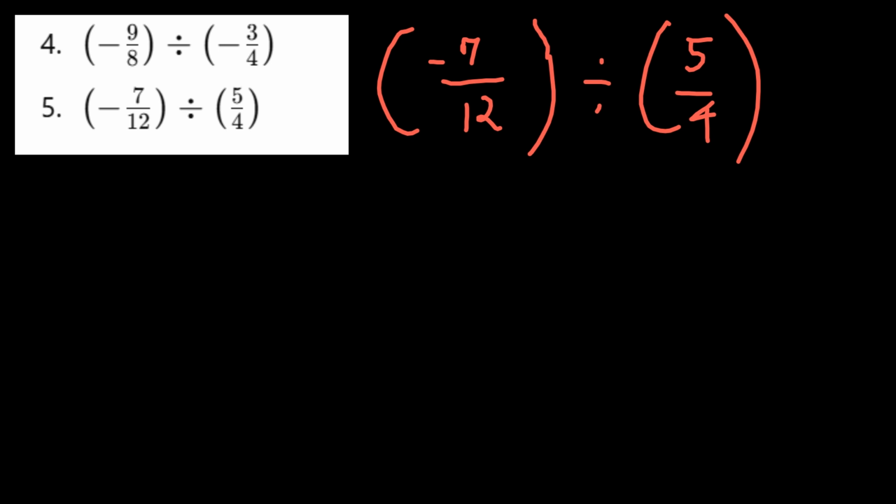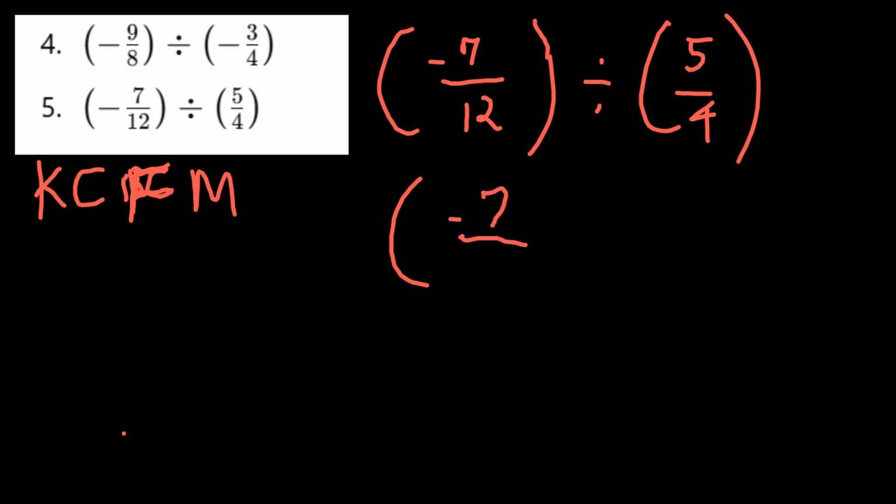So by following, of course, KCFM. Is it M? No, it's KCF, and we'll put here M. F means flip. KCFM. So the first step is we're not going to touch anything with our first fraction. So that stays as it is. So negative 7/12.